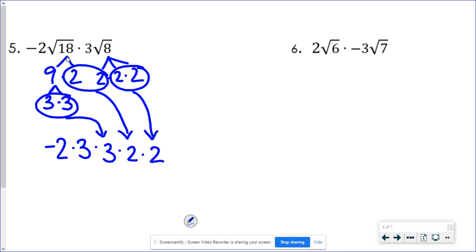So now I just have to multiply all of this together. The 3 times 3 is 9, 2 times 2 times 2 is 8, and it's a negative. So -72.